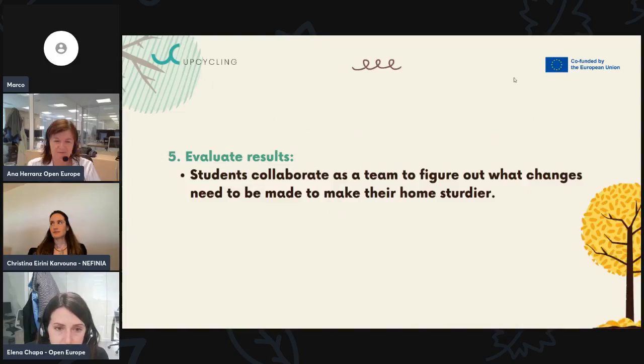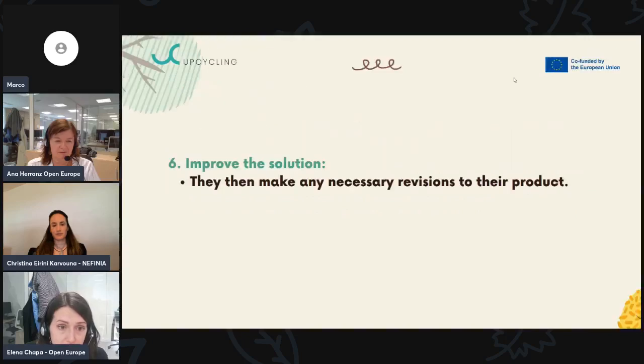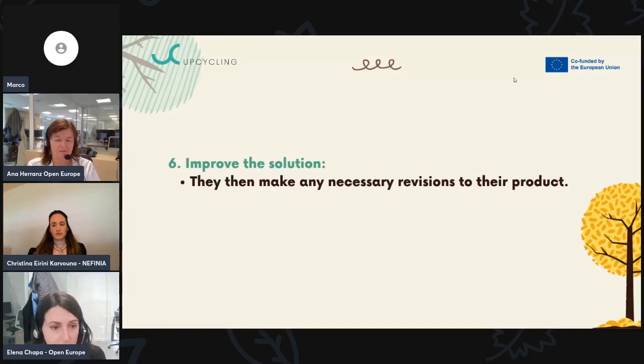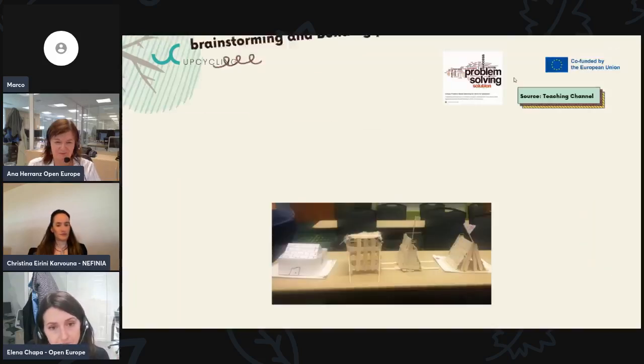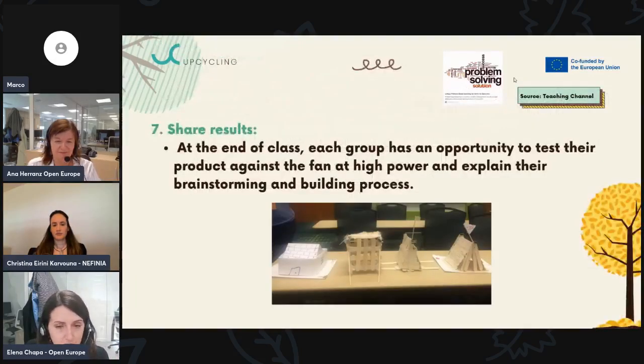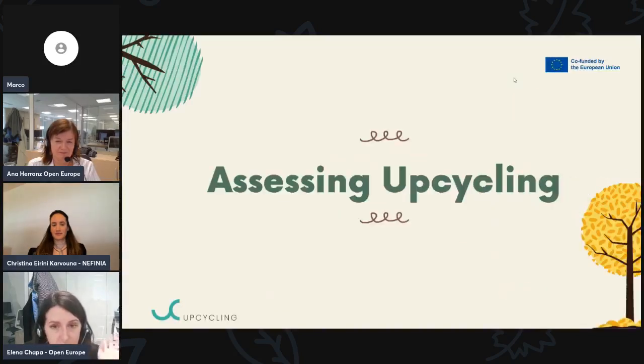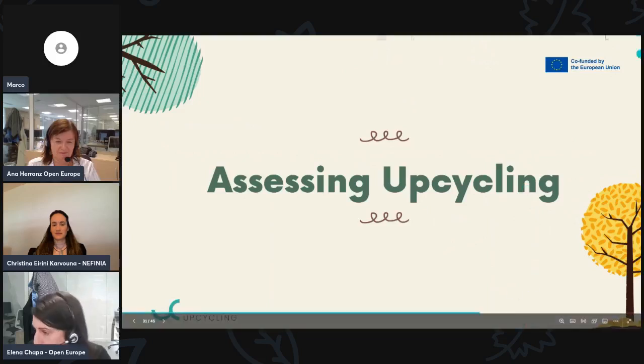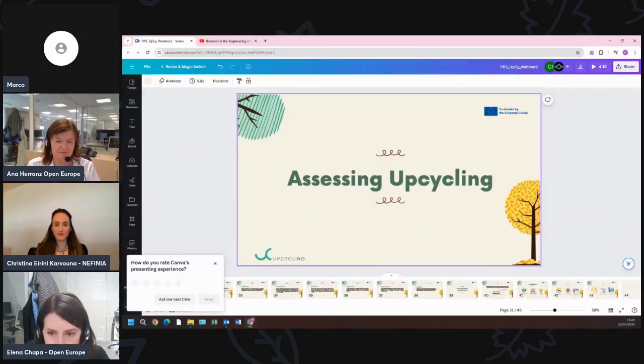And then evaluate the results. Students collaborate, and finally, improve solutions. If it's a good result, great, it can still be improved. And if it's not, you can test, evaluate, and iterate. And then share solutions with our classmates. So this is just a simple example of how the engineering design process can be used in the classroom. And I guess that's it for me. Thank you very much for listening.